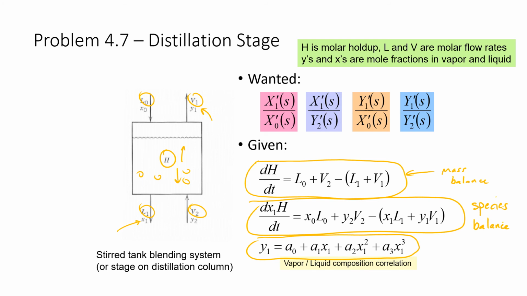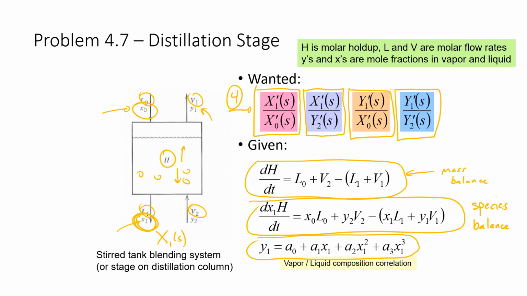So what we want to do is try to find 4 transfer functions. The 4 transfer functions relate this variable right here, so that's x1, and in the Laplace domain it has to be x1 of s, related to, if we have a change in the inlet liquid mole fraction. So that would be a transfer function that would relate the outlet liquid mole fraction to the inlet liquid mole fraction. This one would be the outlet liquid mole fraction to the inlet vapor, and then we have the outlet vapor to the inlet liquid, and the outlet vapor to the inlet vapor.